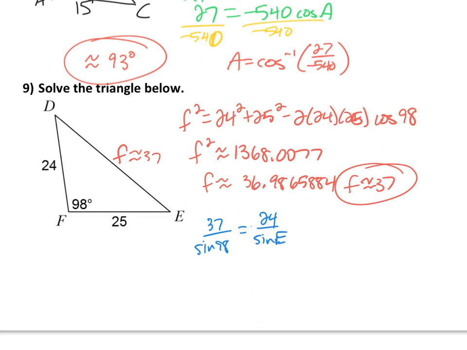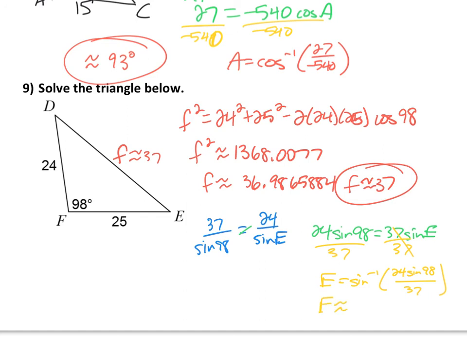Okay. So now I can cross multiply. I get 24 sine 98 equals 37 sine E. And when I divide both sides by 37, don't forget we're going to take the inverse. So E is the sine inverse of 24 sine 98 over 37. Okay? So you need to figure out what that part is first. 24 sine 98 divided by 37, and then take the sine inverse of that answer. And E is about, and it says nearest whole, so it'd be 40 degrees, okay?